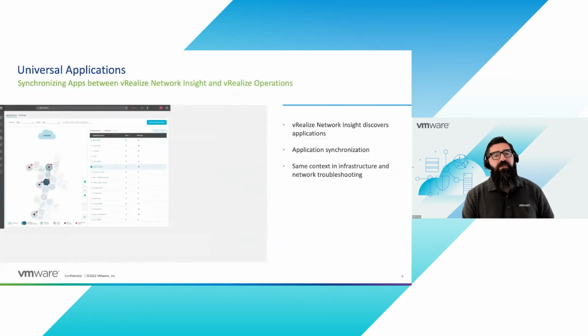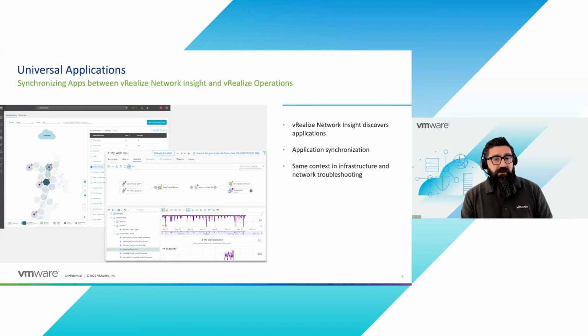But why not use all this information that we have from different points of view, from different tools, and share this info between these tools? For example, to speed up our troubleshooting. This is exactly what you can do now. Synchronize apps between vRealize Network Insight and vRealize Operations. So you will have the network layer plus the metrics in terms of performance, for example, together on a single dashboard, as you can see here.